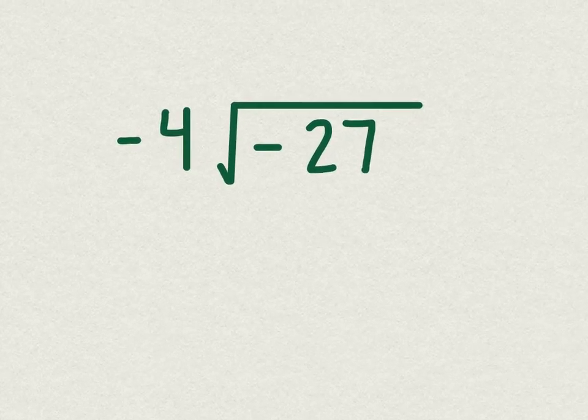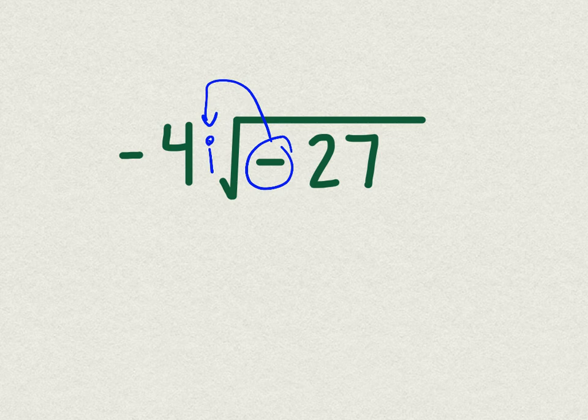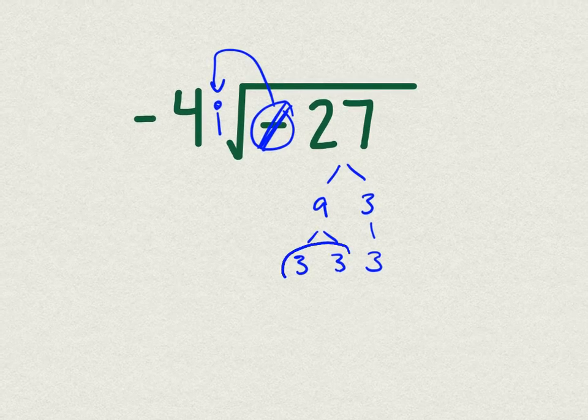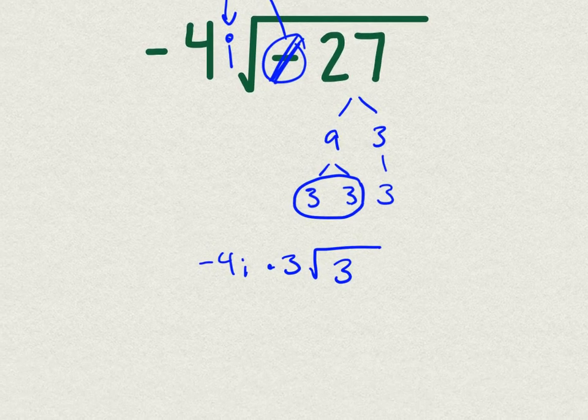All right, last one. What do we have to do first here? Take the negative out, and what does it become? An i. Now, what are factors of 27? 9 and 3. And what are factors of 9? 3 and 3. So what do we circle? Circle our 3s. And what comes out? 3. But we already have a negative 4i on the outside, so we just multiply that 3 to it. And what stays on the inside? 3. How can we simplify the outside here? How do we multiply negative 4 times 3? What do we get? Negative 12. So this is negative 12i. Can't forget the i. Square root 3.